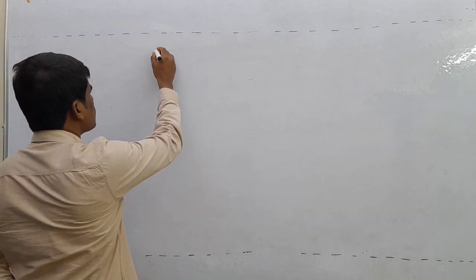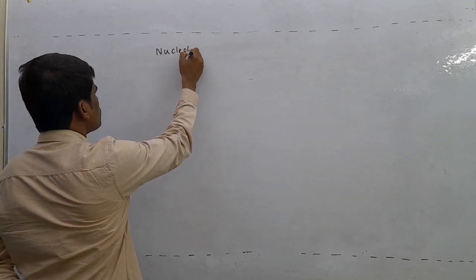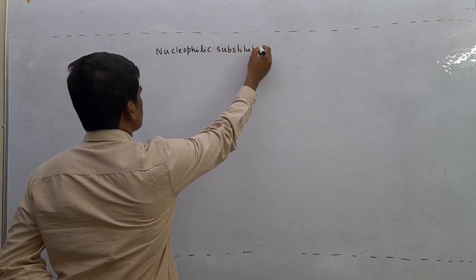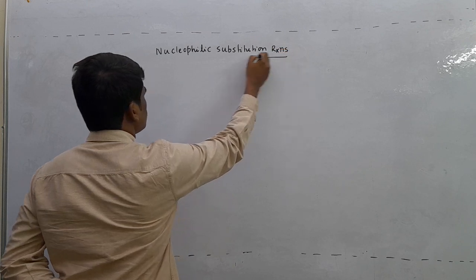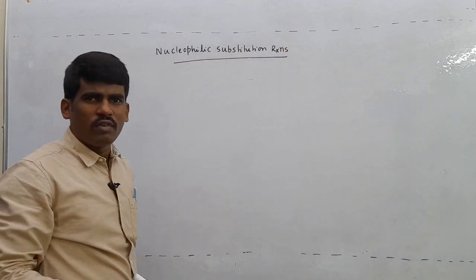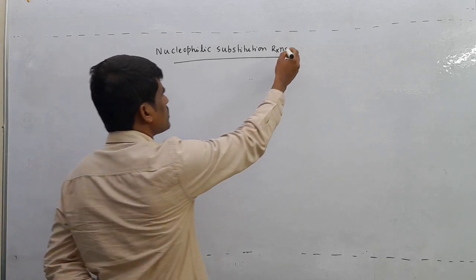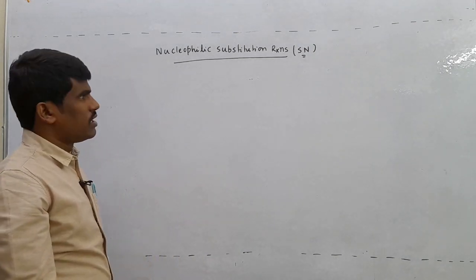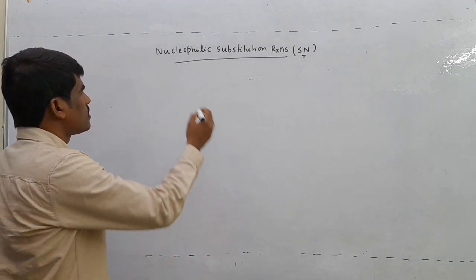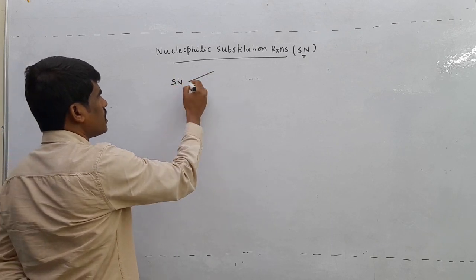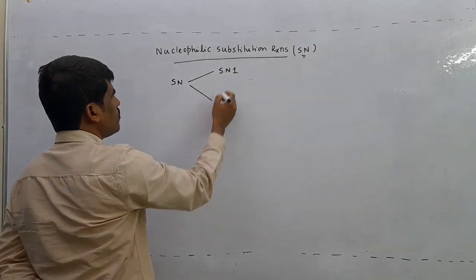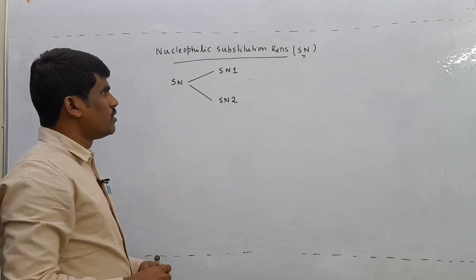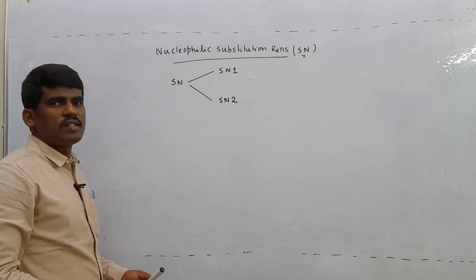So, we are discussing nucleophilic substitution reactions, in a short and simple way. These nucleophilic substitution reactions, we call SN reactions. S stands for substitution, N stands for nucleophilic. And these SN reactions are of two types: one is SN1, another one is SN2.